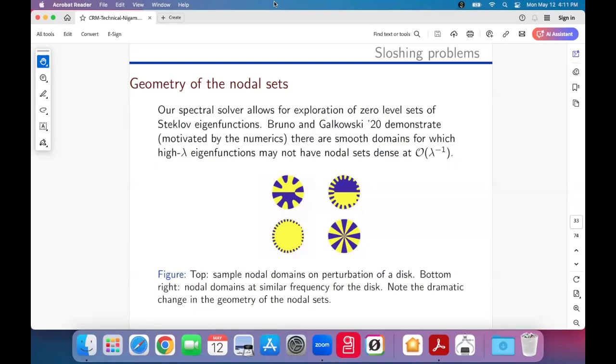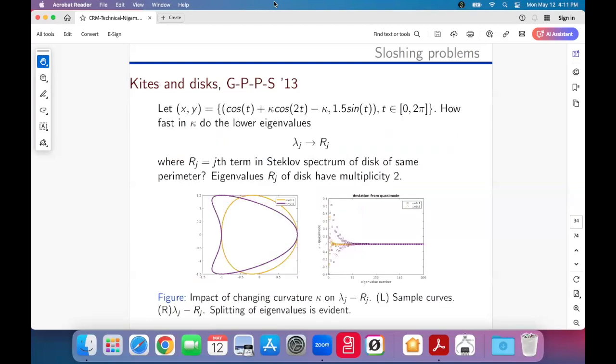And then this was subsequently proved. We're able to actually tell apart the spectrum of the disk and the kite. So remember when I was showing you the Steklov spectrum, I can actually now tell apart the 2 things. I can tell apart how the difference changes as I vary the kite into the disk.